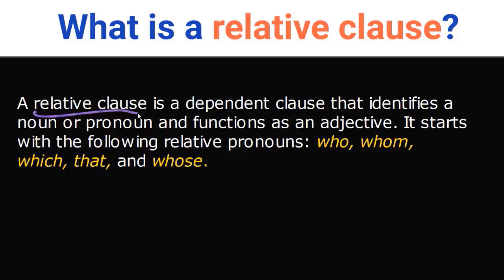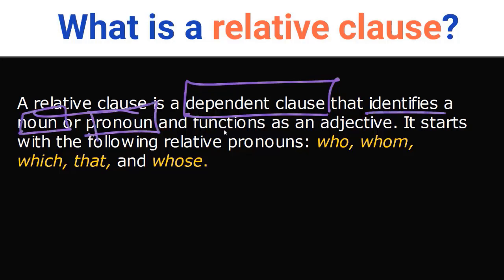Let's start with understanding what exactly a relative clause is. See, guys, a relative clause is a dependent clause. That means it cannot give a complete meaning on its own. It depends on an independent clause. So a relative clause is a dependent clause that identifies what? A noun or a pronoun and functions as an adjective, giving information about the noun or pronoun it identifies.